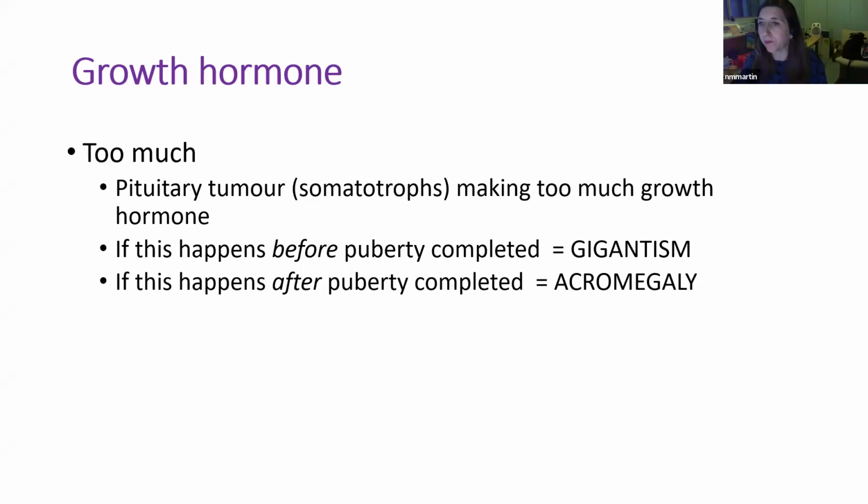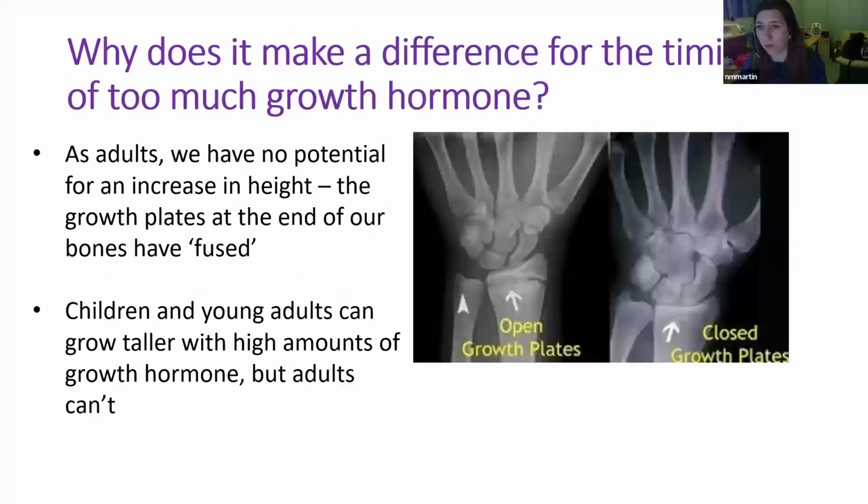Now, if this happens before puberty is finished, so for argument's sake around 18, we call this gigantism. And if this happens after puberty, so as an adult, we call this acromegaly. I thought it might be worth explaining the difference between those two things. I think most of us on this meeting are adults, but it might be nice to describe the two because I'll show you some pictures after that. So why does it make such a difference about when we see too much growth hormone as to what it's called? Why is it called two different things?